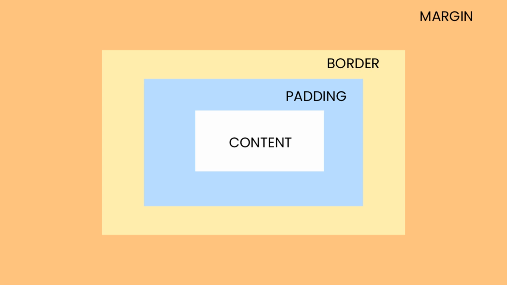The content is what you see, like text or images. Padding adds the space inside the box between the content and the border. The border wraps around that. And finally, the margin creates space outside the box between other elements. So whenever you are adjusting layout or spacing in CSS, you are usually working with the box model.